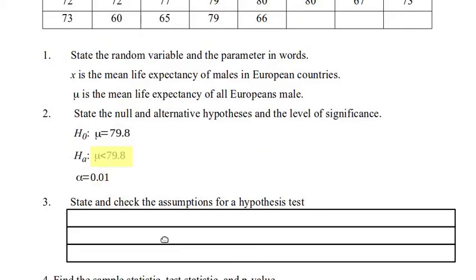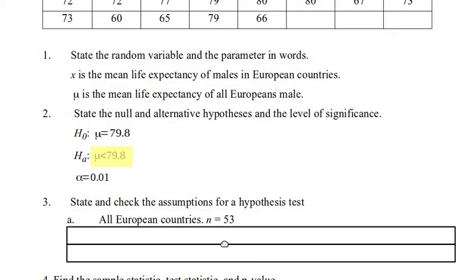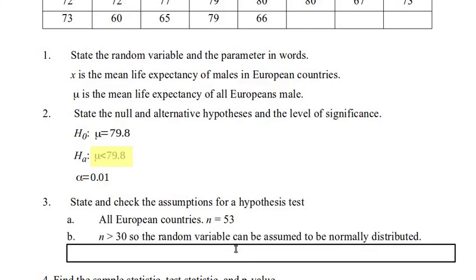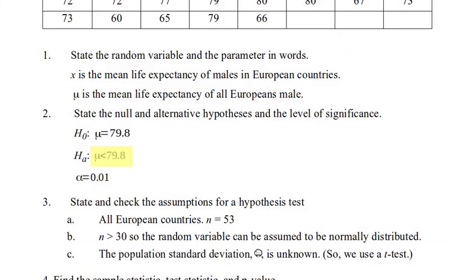The random requirement doesn't look like it is required here because it looks like we have every European country. There are some really small European countries that may not have been included in this, but n equals 53. So we don't have to worry about the sampling method because it looks like this was a census. So n is greater than 30, so the random variable can be assumed to be normally distributed. And that last requirement is simply that we're doing the correct test. The population standard deviation sigma is unknown.